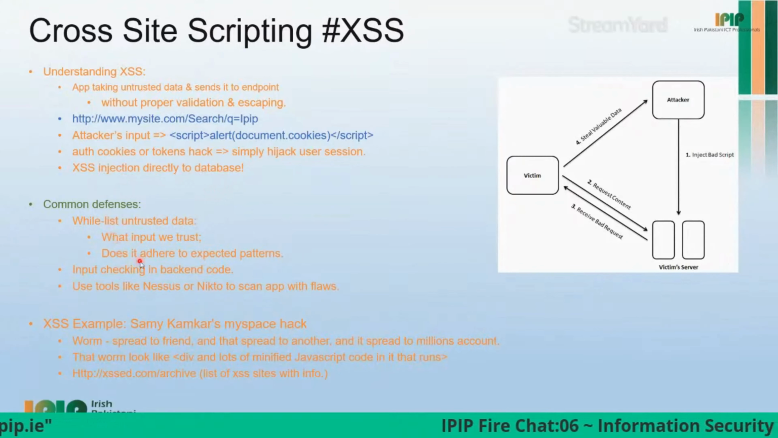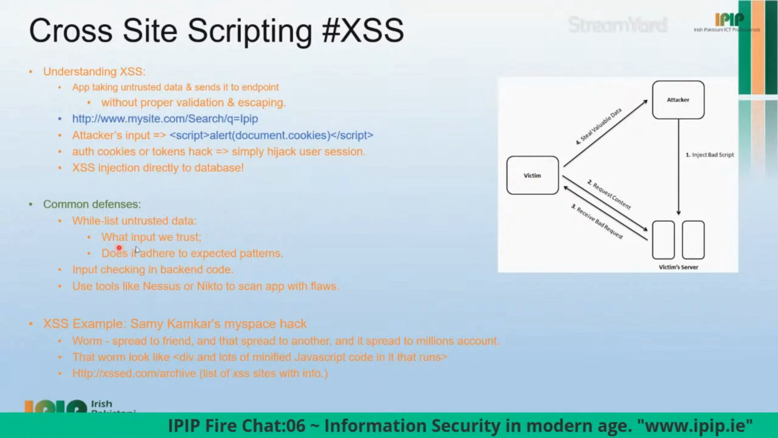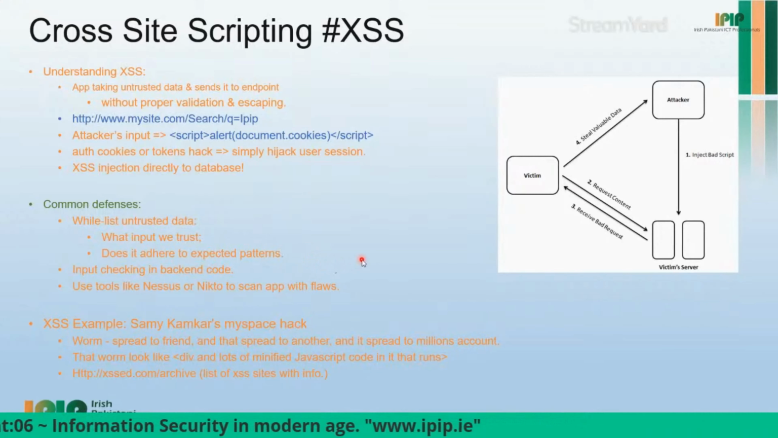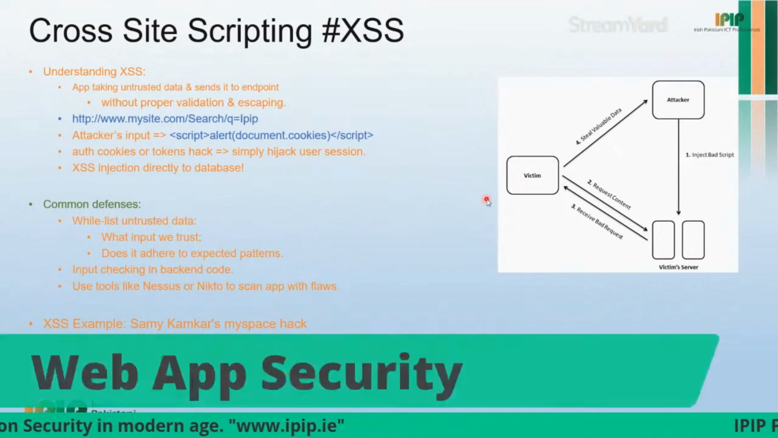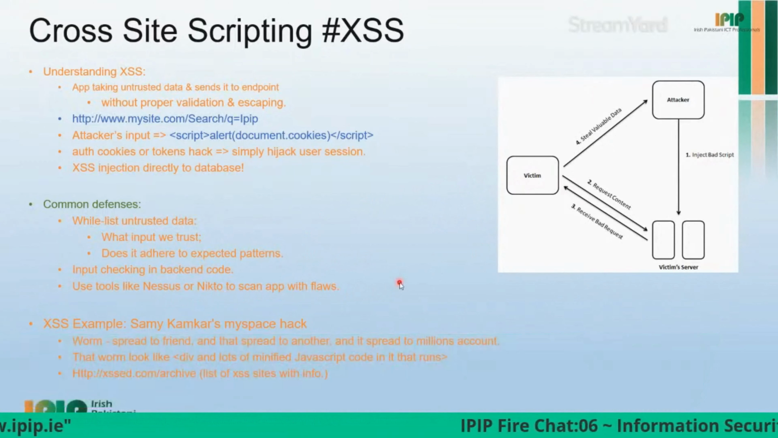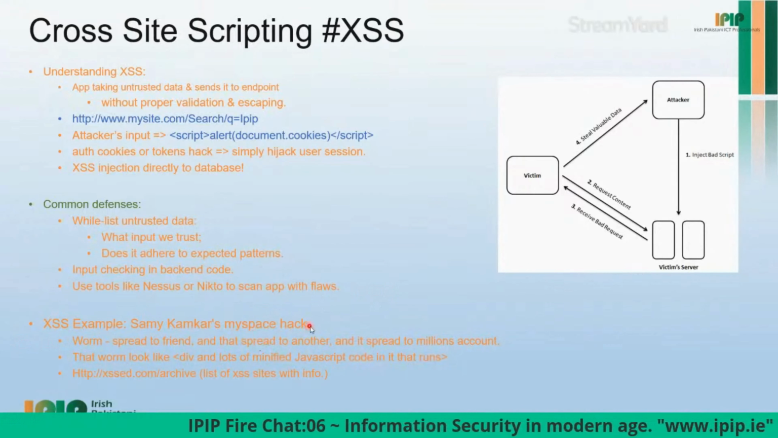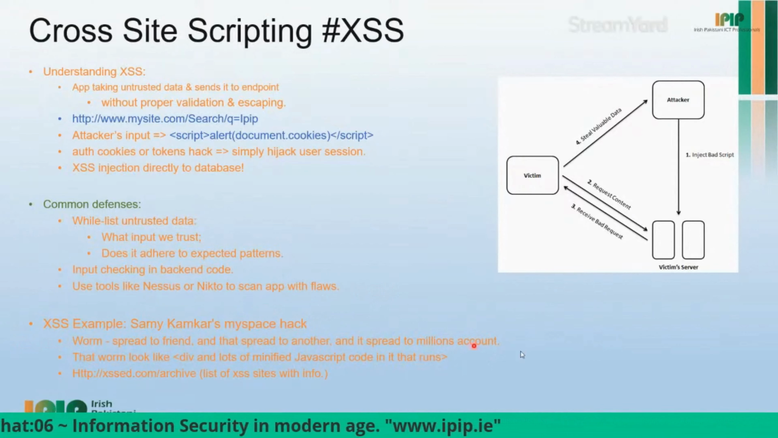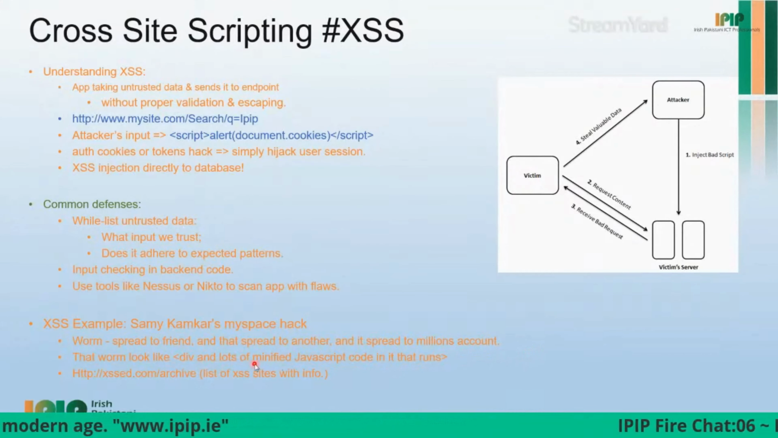So common defenses are to whitelist untrusted data and check what input you trust. Does it adhere to the expected pattern? And do some input checking in the backend as well. You can use tools like Nessus and Nikto to scan apps. One example was Samy Kamkar's MySpace hack, where the worm spread to a friend and then to another one and spread to millions of accounts. That was a div with minified JS code inside.